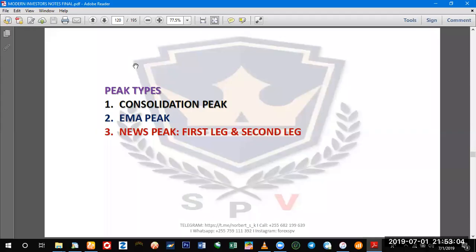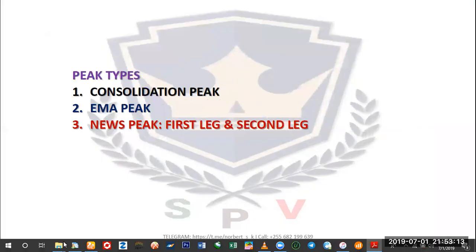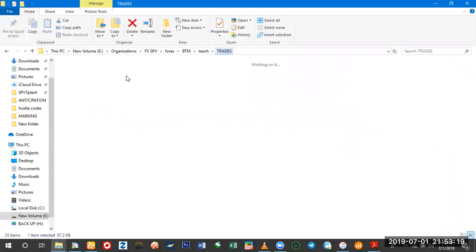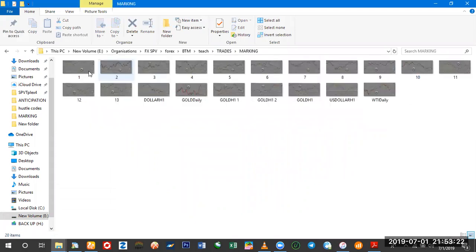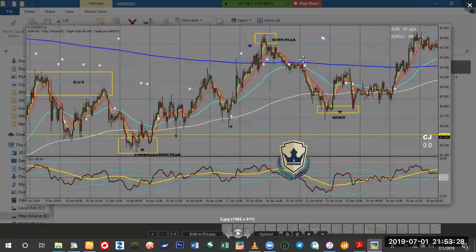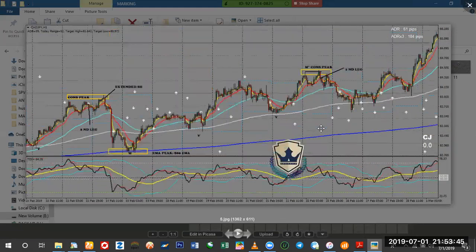So your homework today is to go and mark these peaks. Like the way I marked my peaks here. I know you can't write all these words, but you can simply write like this. This is a consolidation peak. This is a head and shoulder. There's a reset here, but this is a W. You can write them, right? Like, see a shift candle here, so you know that there was a news release here. All that.